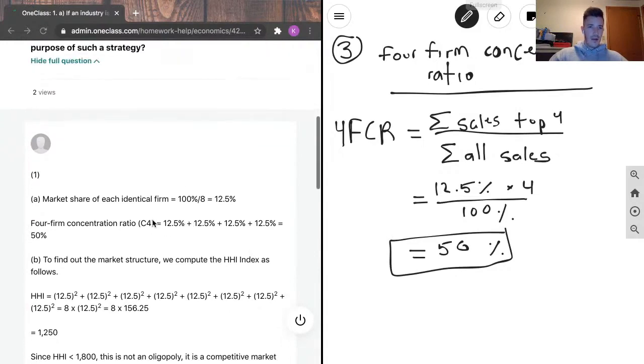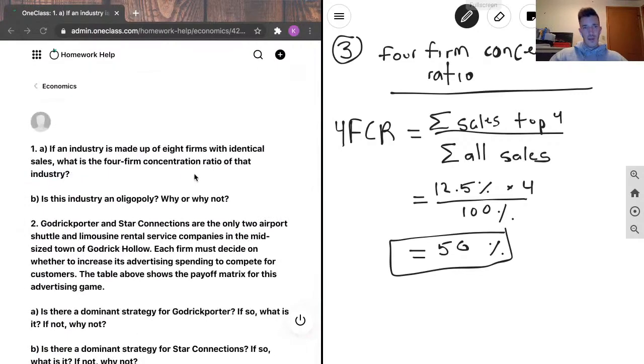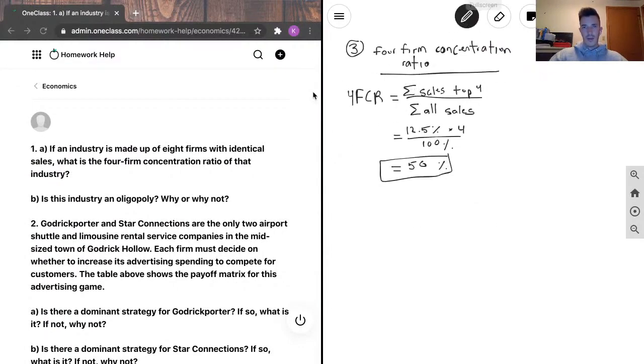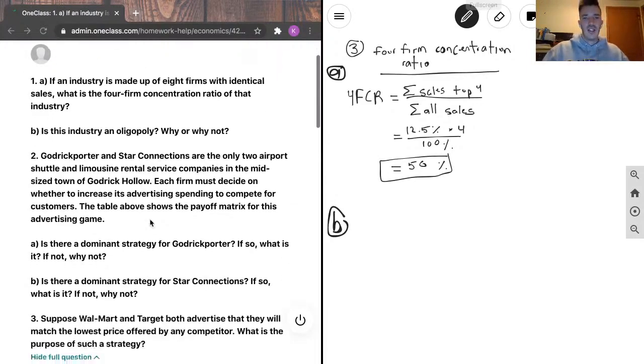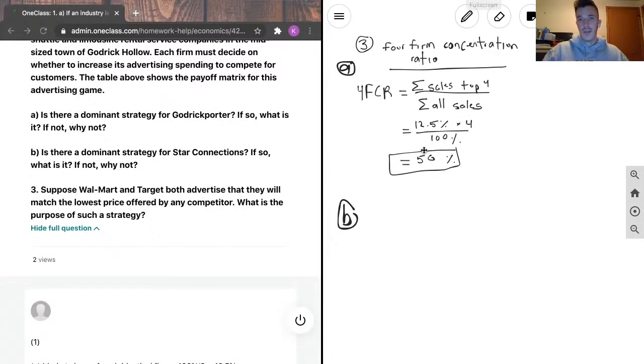Yeah, and our junior tutor has come to the same conclusion. Part B: is this industry an oligopoly? Why or why not? So in this case, we would use something called the HHI index, which basically measures the concentration of an industry.